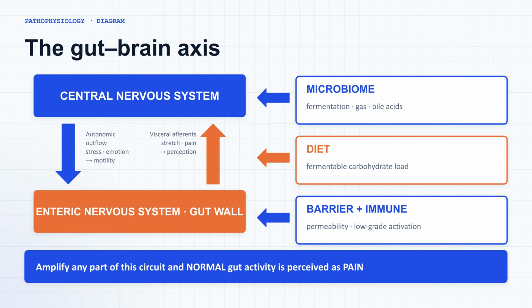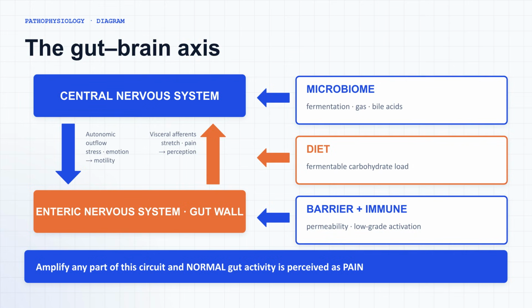The gut sends sensory traffic to the brain about stretch, about pain, and about luminal content. Notice the 3 modifiers feeding into the loop: the microbiome, the diet, and the intestinal barrier. When any part of that circuit is amplified, normal gut activity gets read as pain. That is the core of functional disease.